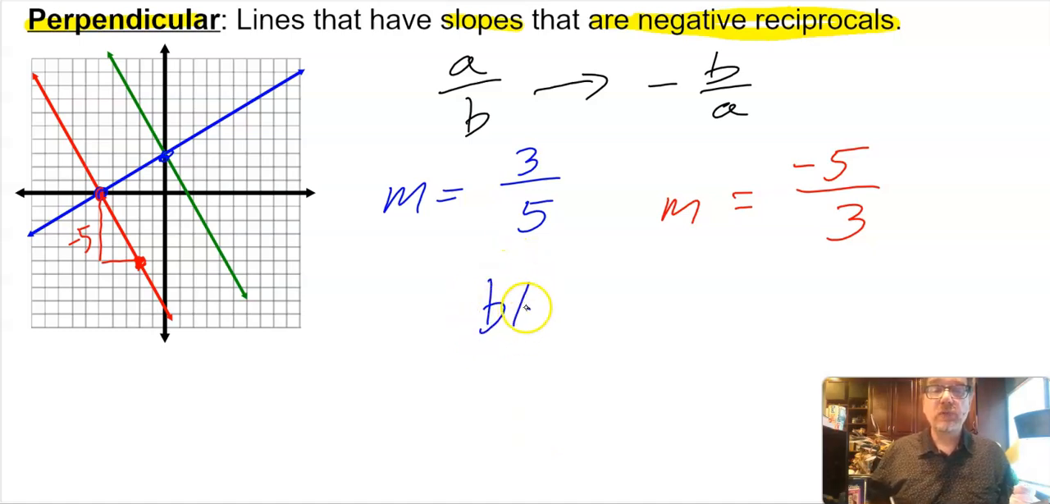So I know blue is perpendicular to, this is the symbol for perpendicular. You can also see it with that little box in the corner. So blue is perpendicular to red.